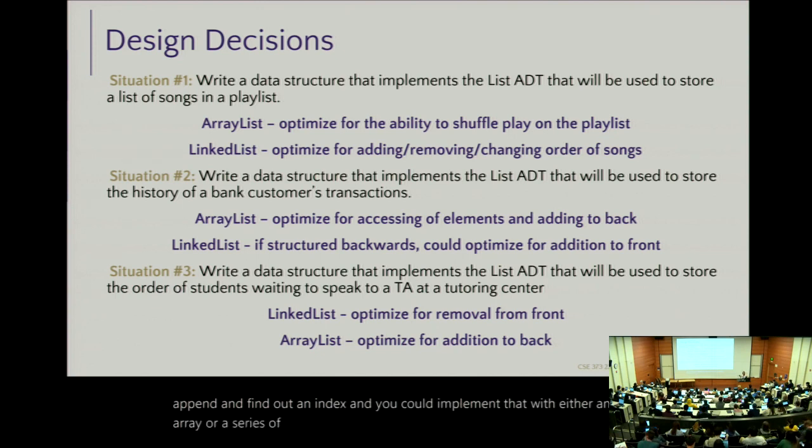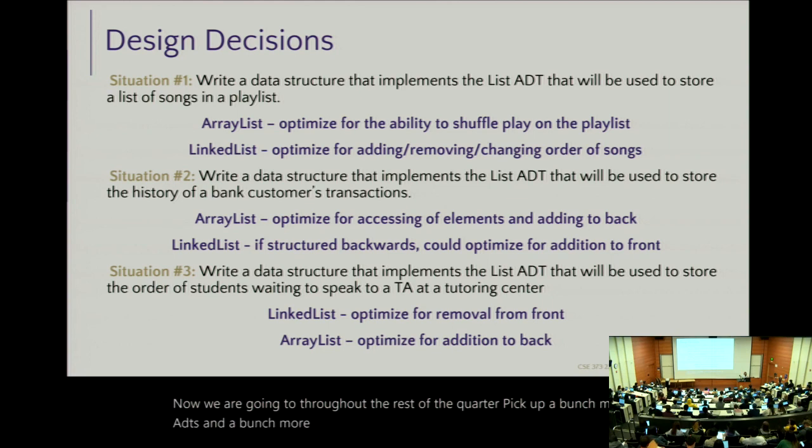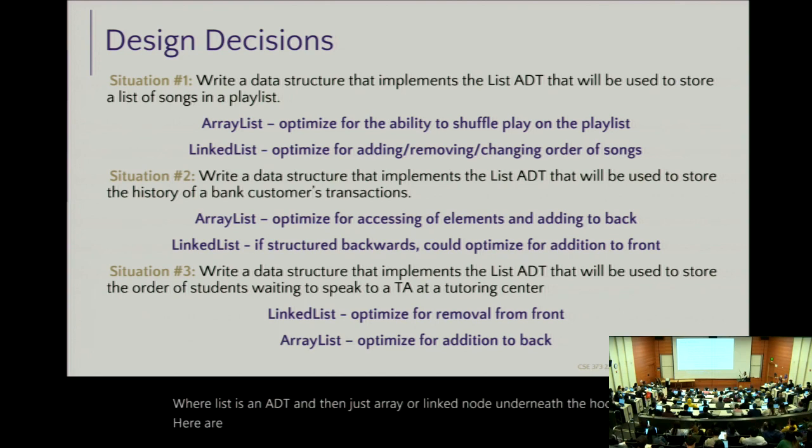Now, actually, we are going to, throughout the rest of the quarter, pick up a bunch more ADTs and a bunch more data structures that could go under the hood. But for right now, we're sort of at list as an ADT and then just array or linked node underneath the hood. Here are some of my different explanations why one might be good in some scenarios and one might be good in other scenarios.